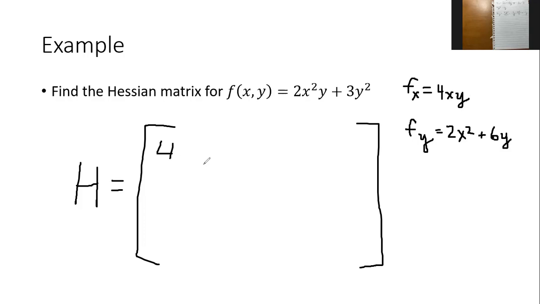You guys see what it's going to be? It's just going to be 4y. What belongs in the top right is the partial derivative of this with respect to y, which is 4x. Did I do this right? I think so.